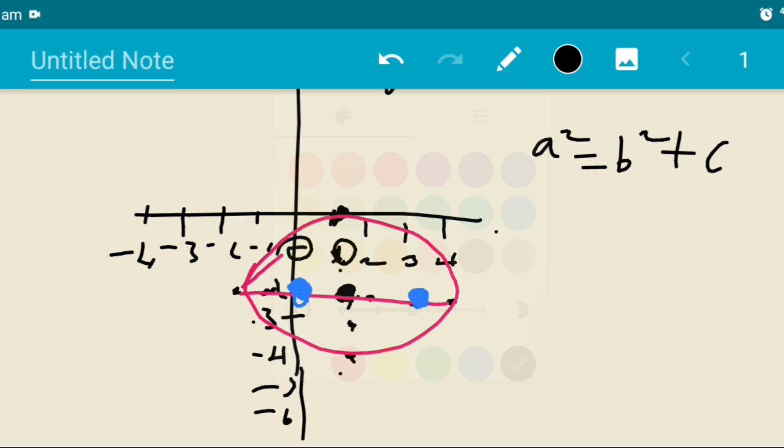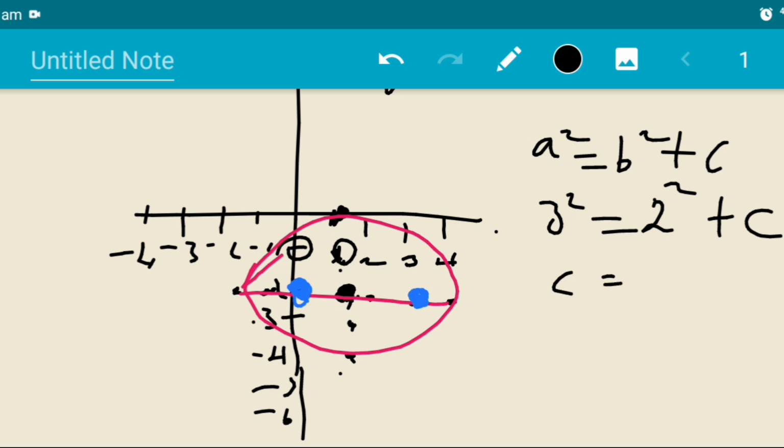We have our A and our B. Our A is just the major axis, which is 3 squared, from here to here. We move 3 units to the right. That is our A. So 3 squared should equal our B, which starting from the origin going to the top is 2, so 2 squared plus C. Let's solve for C. What is 3 squared? That is 9.